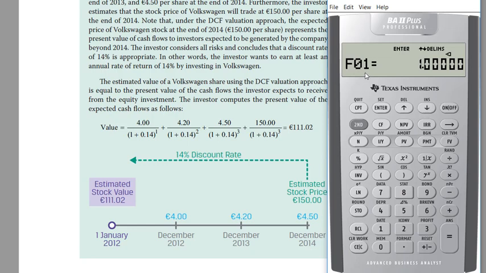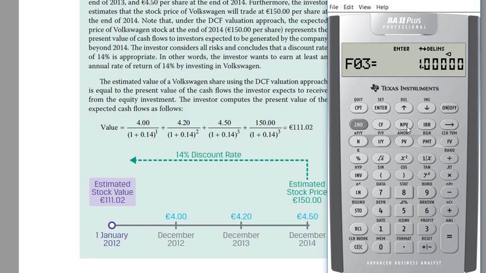We arrow down. This is frequency. It's only one dividend once. So we arrow down. Cash flow 2 is 4.20 euros, so we enter 4.20, hit enter, arrow down. Frequency is only 1. And for cash flow 3, we're going to add the two together. It's 150 and 4.50, so I'm going to enter it as 154.5. I'm going to hit enter, and the frequency on that is only 1.